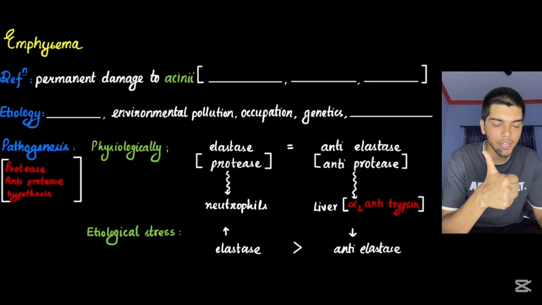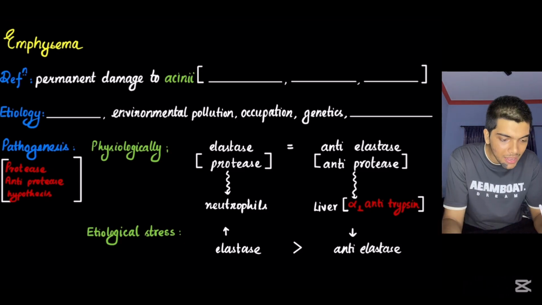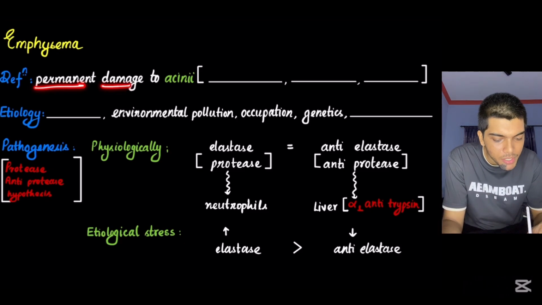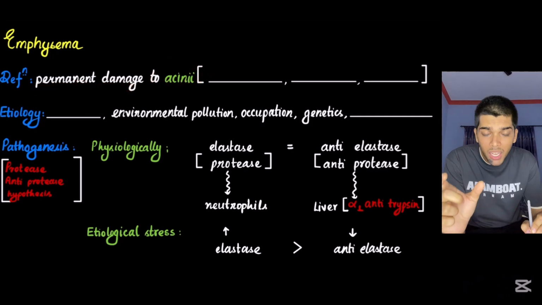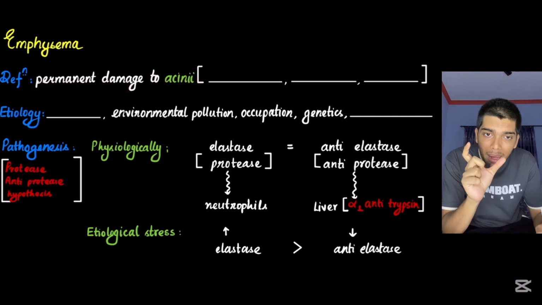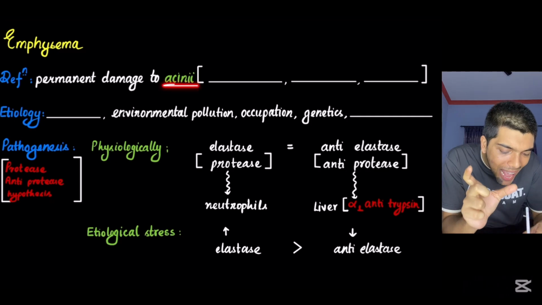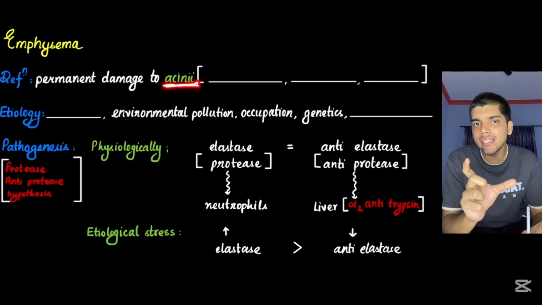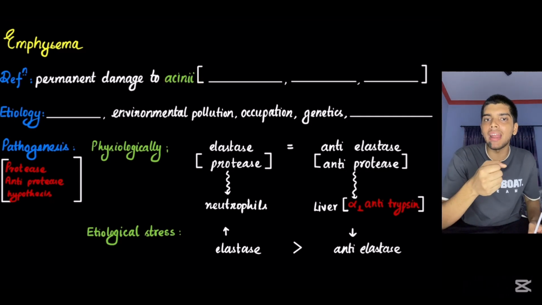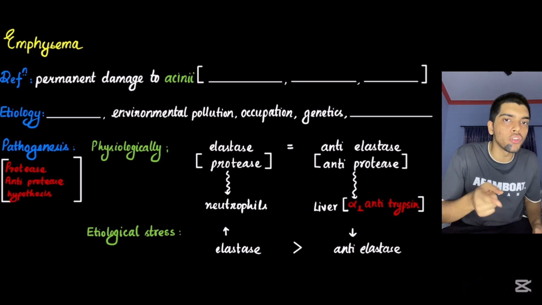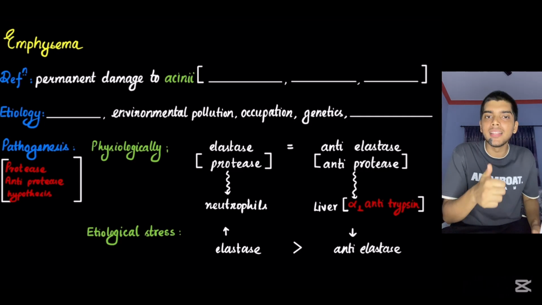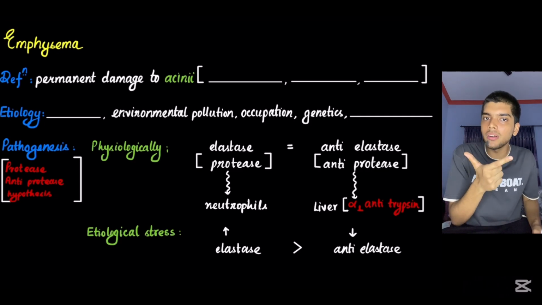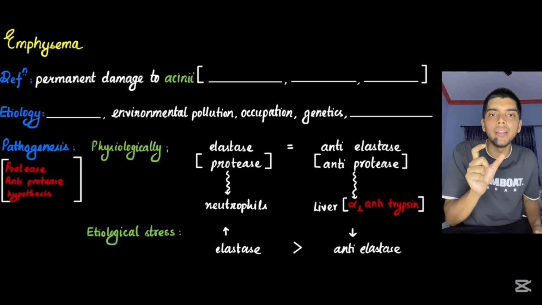Number one, definition. Emphysema is permanent damage to acini. So emphysema is the pathology of acini. What is acini? The part of the respiratory tract after a terminal bronchiole is acini. It includes the respiratory bronchiole, the alveolar duct, and the alveolar sac.